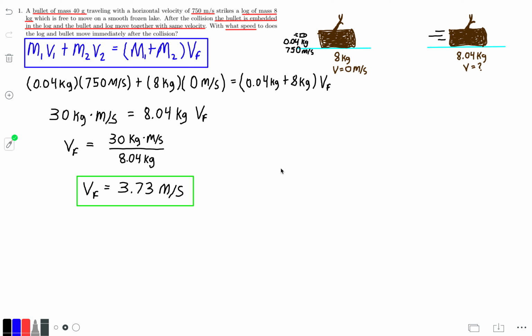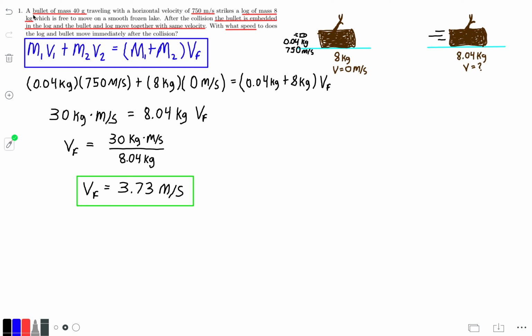Hello everyone. In today's video, we will be talking about Physics 252 Week 1 Problem 1. In this problem, we are tasked with finding the speed that a log and bullet travel after they collide on a frozen lake. So, reading through this problem, we can go ahead and underline some of the givens, which I've already done.